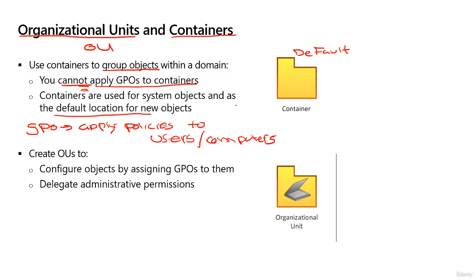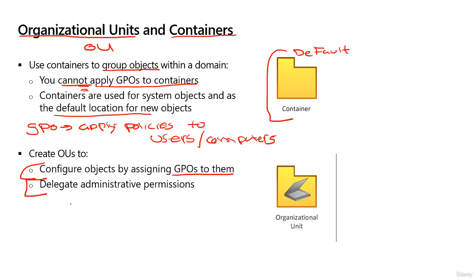Now, a container is just a folder icon, so that's what it's going to look like when you're in Active Directory. Our organizational units, we will create on our own. The biggest difference between a container and an organizational unit is you can assign these group policy objects, or GPOs, at the OU level. You can also delegate administrative permission.